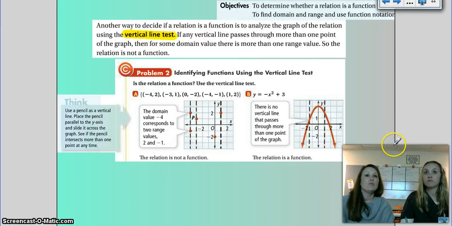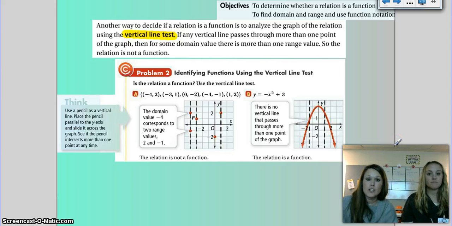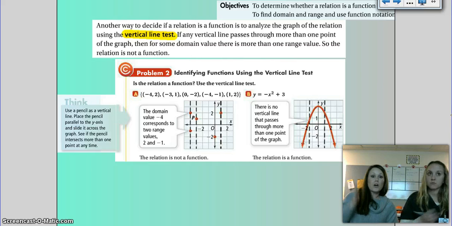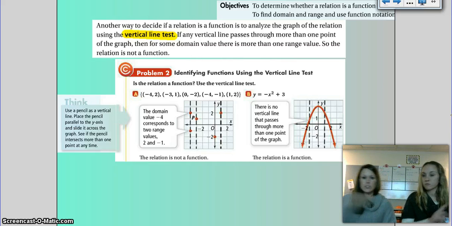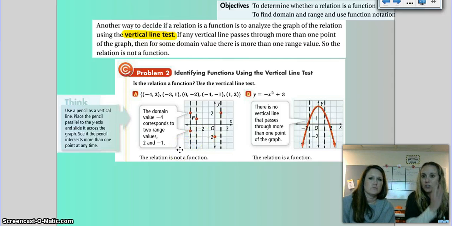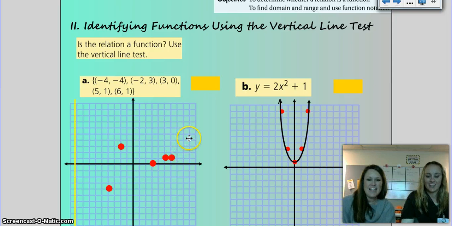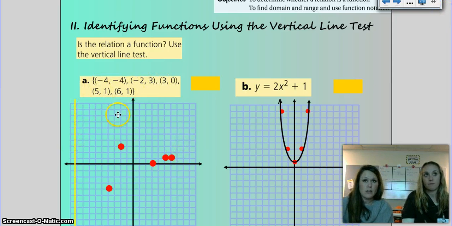Now, another thing you can do is a vertical line test. So if you are graphing functions, if you take a vertical line and slide it through and it hits more than one dot, it's not a function. That's what they're showing you here. It's kind of hard to tell when there's all these lines on there, so let us show you. They've graphed these points.